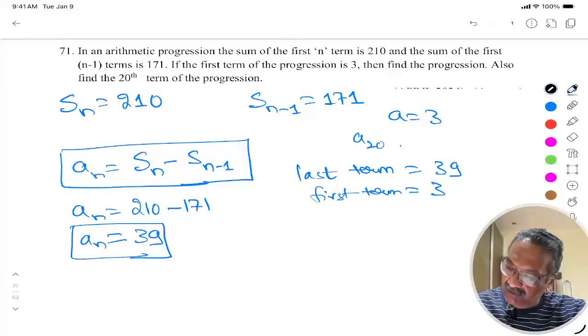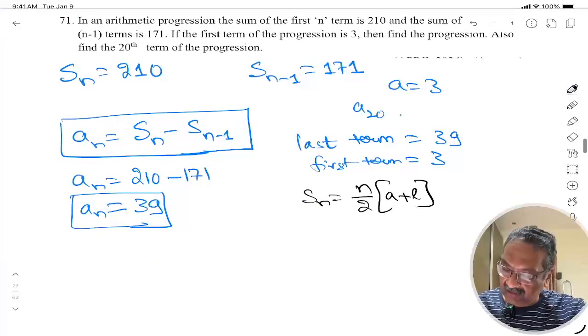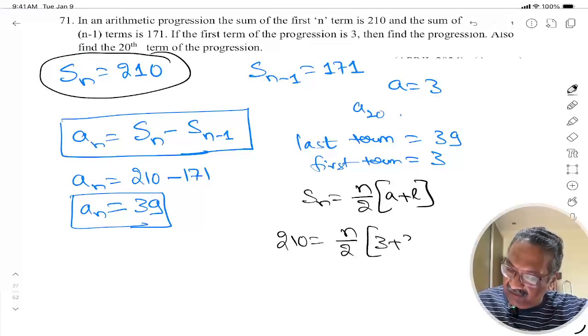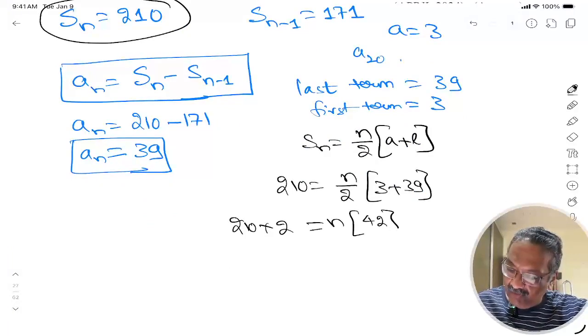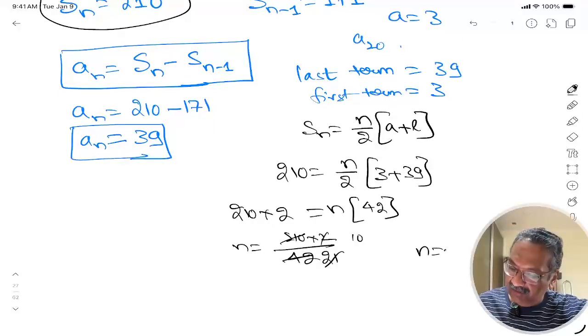We also know the formula for Sn, that is Sn is equal to n by 2 into a plus l, that is first term and last term. So Sn we have got as 210. So 210 is equal to n by 2 into first term 3 plus last term 39, so 210 into 2 is equal to n into 39 plus 3, which is 42. So we get n is equal to 210 into 2 by 42. 2 ones are 2, 20 ones are 21, 10s are. So we get n is equal to how much? 10. So n we got as 10.